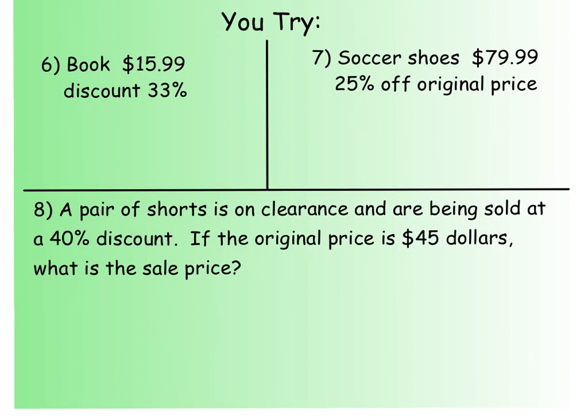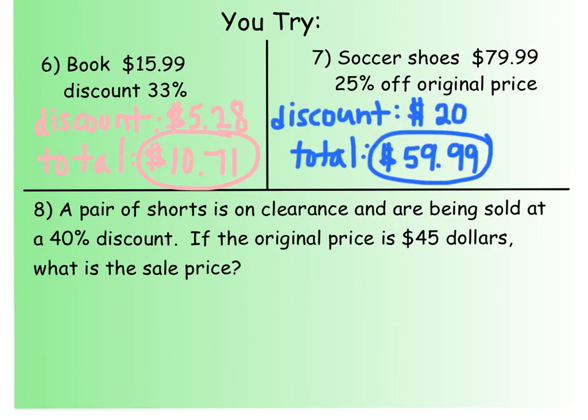All right, now it's your turn. So we have a few items here that are all being sold at a discount. Go ahead and calculate how much the discount is and what the total price will be. All right, so here's the first one worked out. You should have gotten a discount of $5.28, which gives you a total for the book of $10.71. All right, for the second problem, you should have gotten a total price of $59.99. And the last problem should have gotten a total for the shorts of $27.